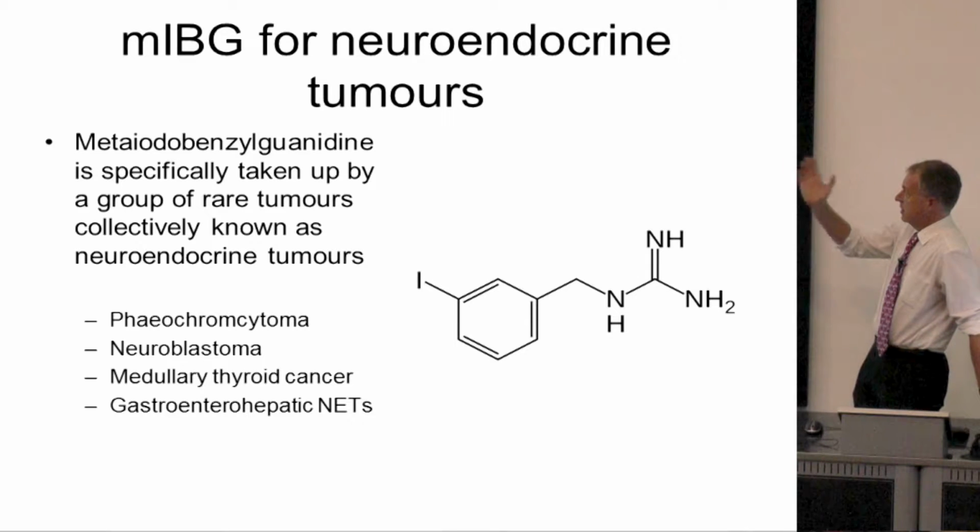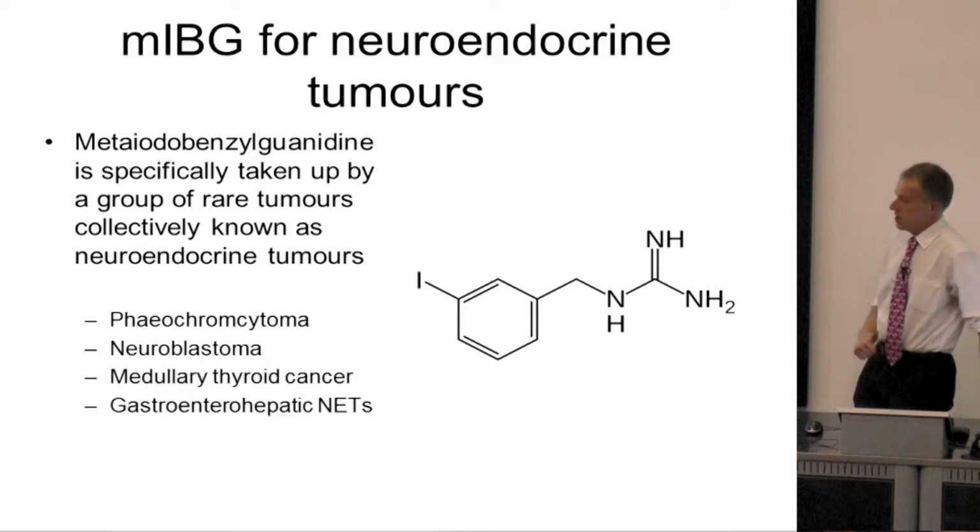So the organic bit of the compound targets the radiation to these neuroendocrine tumours, and the iodine delivers some radiation. The sorts of tumours we sometimes treat are a group of rare tumours: pheochromocytoma, neuroblastoma, a rare type of thyroid cancer can sometimes be treated, and some neuroendocrine tumours affecting the gut.